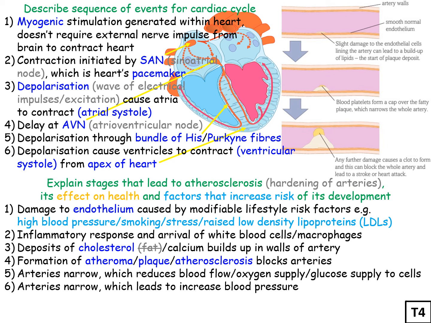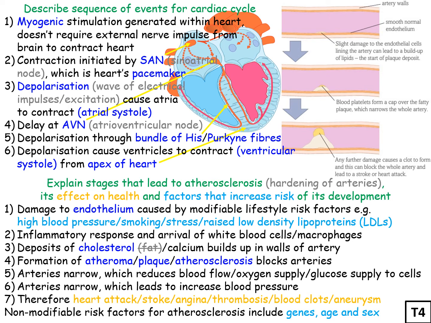Because of this, the heart contracts much stronger, and that increases the blood pressure. And that could lead to a heart attack because the heart muscle itself doesn't receive enough oxygen or glucose. It could also lead to stroke. In this case, it's the brain cells not receiving oxygen or glucose. It could also lead to angina, thrombosis, blood clots, or aneurysms. Non-modifiable risk factors for atherosclerosis include genes, age, and sex.